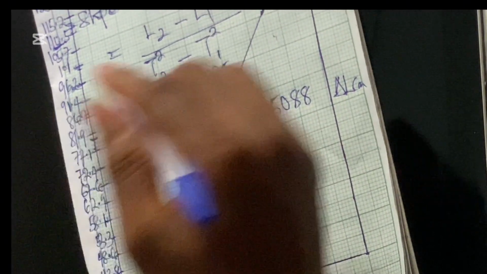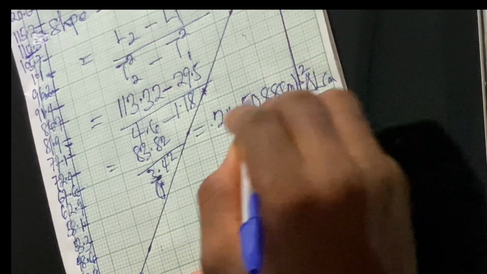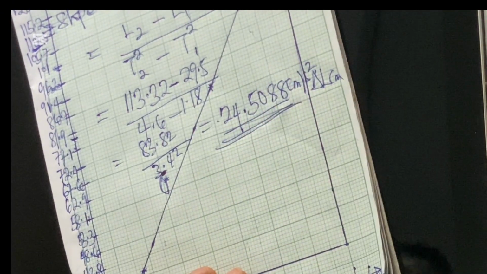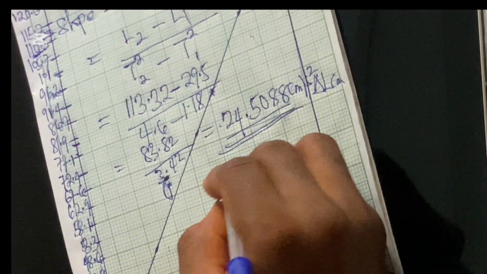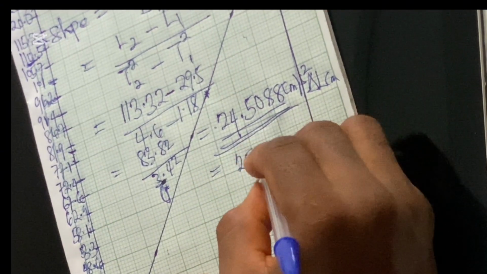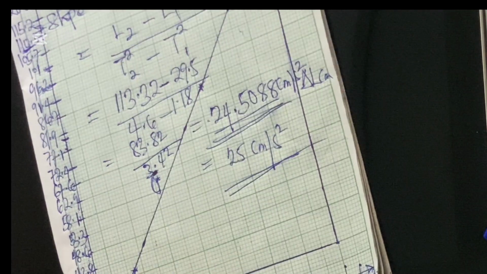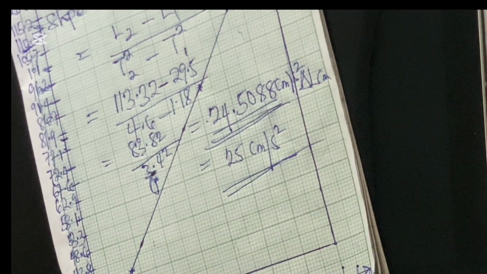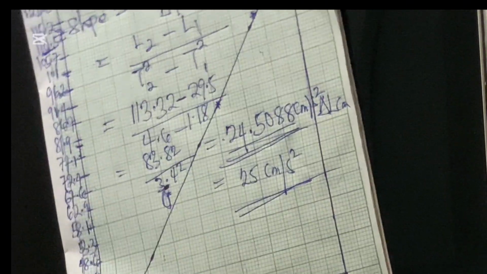Now let's get our units. Our unit is cm per second square. So this is our slope here. Class, in our next video, approximately you can have your slope to be 25 cm per second square, which is a perfect value. So in our next video, we'll solve most of the solutions in this graph.